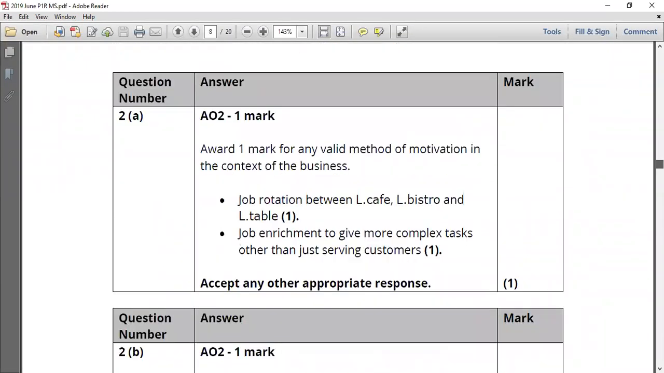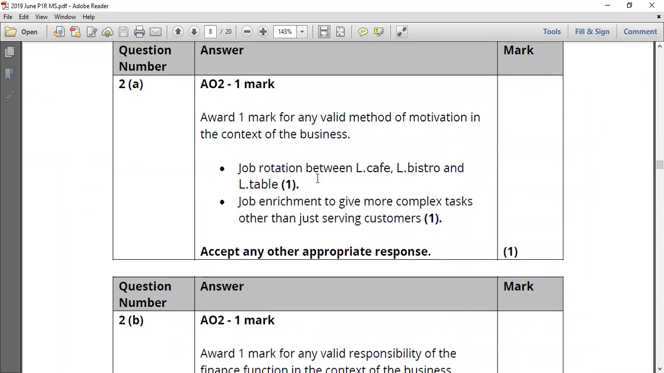Look at the possible things. Job rotation between El Cafe, El Bistro and El Table. That's how we talk about it. If you just write job rotation, no marks. You'll talk about job rotation between their restaurant names. Please write the restaurant names.